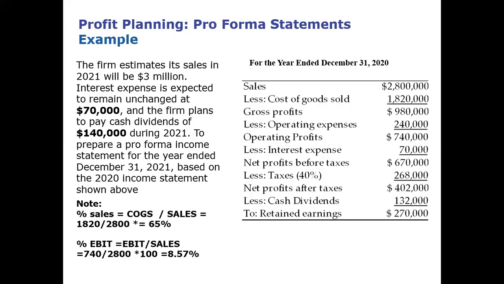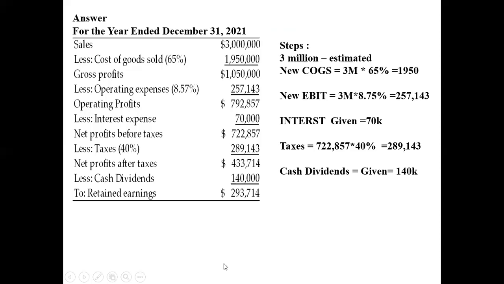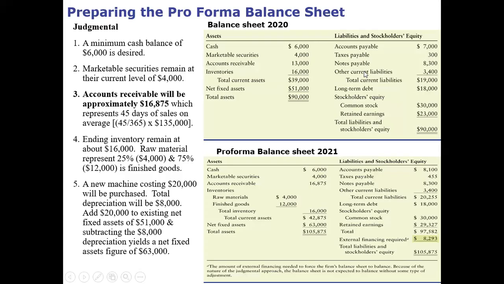So this is basically the pro forma income statement, which depends on the percentage. How can I get the percentage, with the 65 and 8.57? And I can do this for every one of these. If he didn't mention the interest, how much it is, then I can calculate it with respect to the sales. So I am estimating everything with respect to the sales.